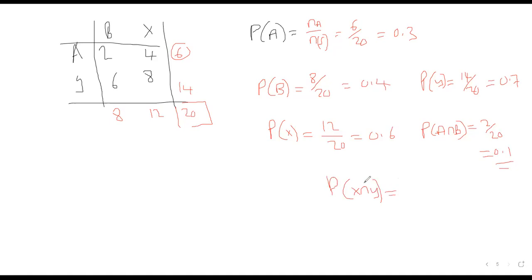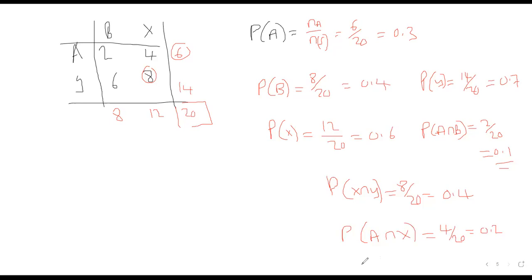X intersection Y, where do they meet? X and Y meet at 8. So we're going to put 8 over what? Over 20. Okay, 0.4. How about A intersection X? They meet at 4, so 4 out of what? 20.